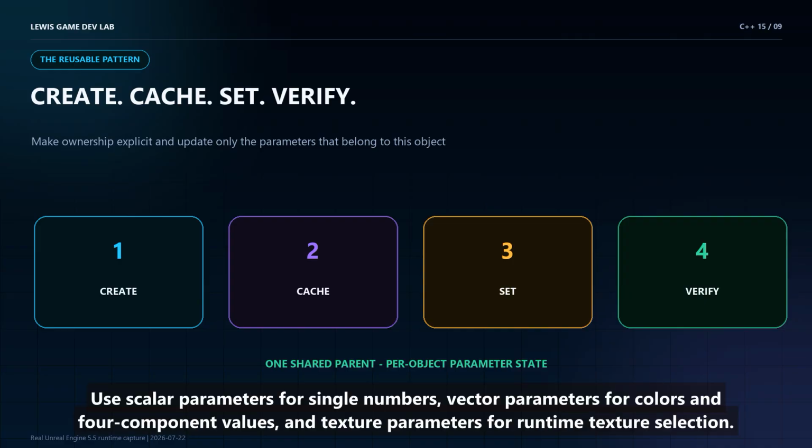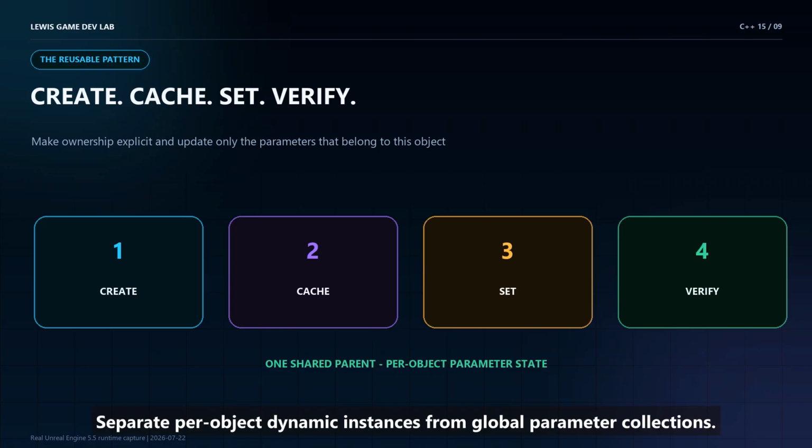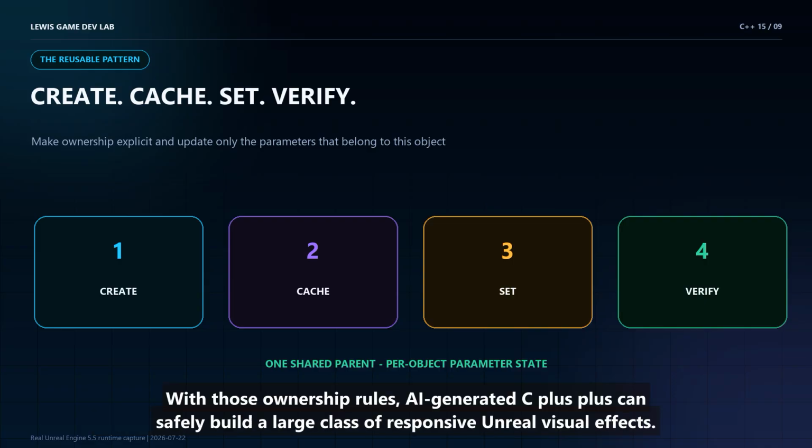Use scalar parameters for single numbers, vector parameters for colors and 4-component values, and texture parameters for runtime texture selection. Avoid recreating instances during frequent updates. Separate per-object dynamic instances from global parameter collections. With those ownership rules, AI-generated C++ can safely build a large class of responsive Unreal visual effects.